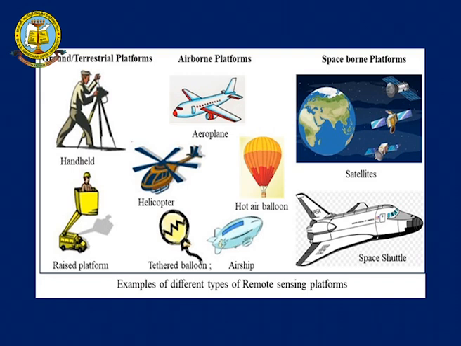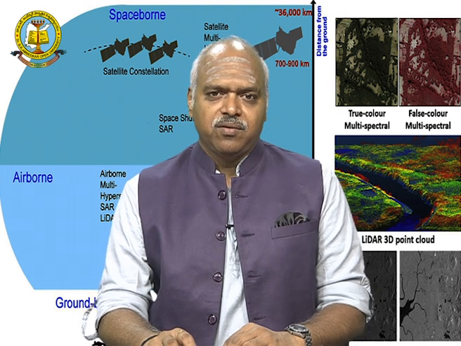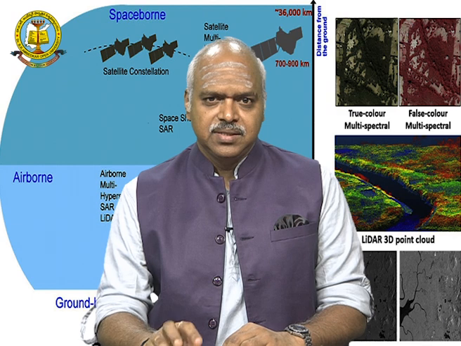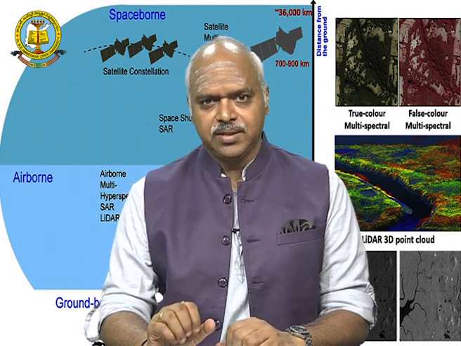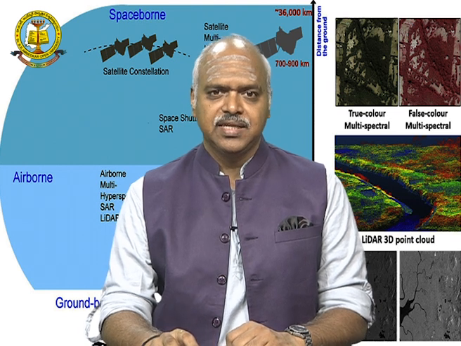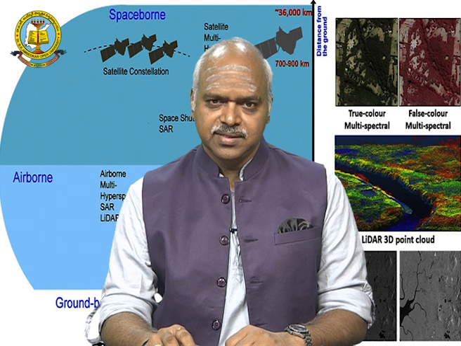Then coming to the spaceborne, we have these different satellites which are operating in space at different orbits capturing the information, and we also have the space shuttle. If you look into how these platforms have evolved, currently what we see is the satellites and drones. These are the two current instruments that typically help us capture information about the Earth's surface.